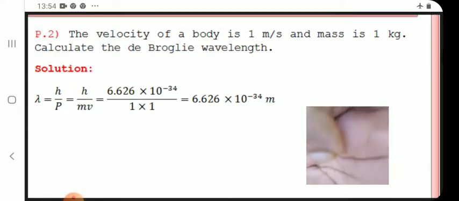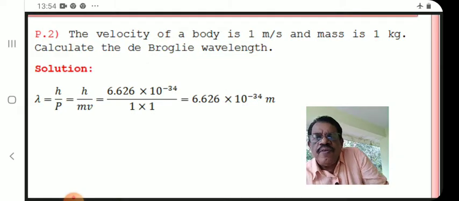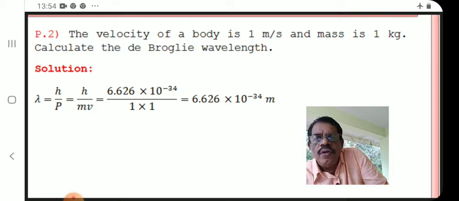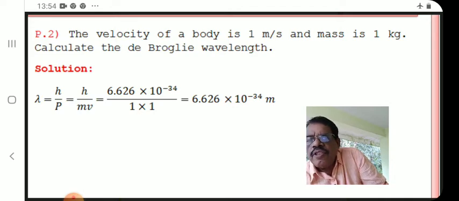Problem number 2. The velocity of a body is 1 meter per second. Its mass is 1 kilogram. Calculate the de Broglie wavelength. Find the de Broglie wavelength of a particle of mass 1 kilogram and velocity 1 meter per second. Lambda is equal to h by p, h by mv, equal to 6.626 into 10 raised to minus 34 by 1 into 1, equals 6.626 into 10 raised to minus 34 meter.